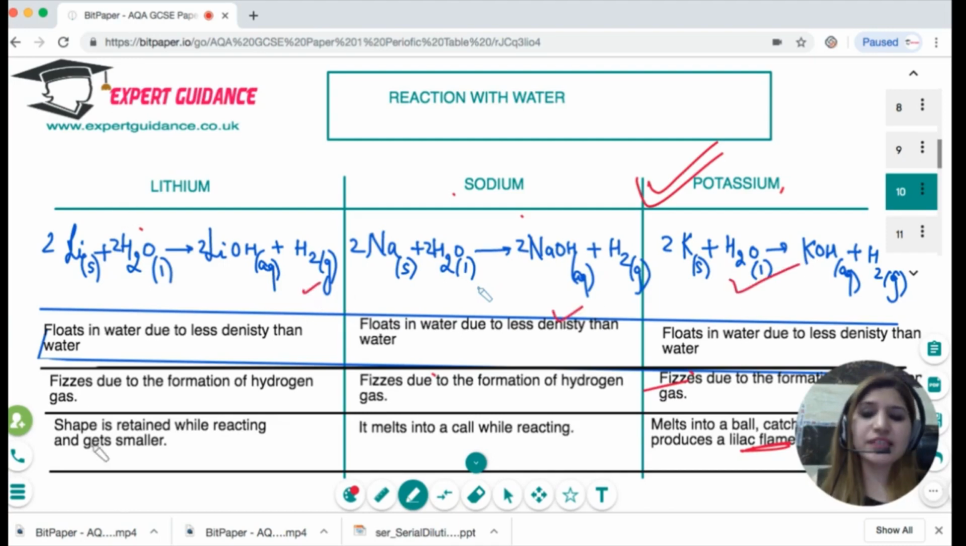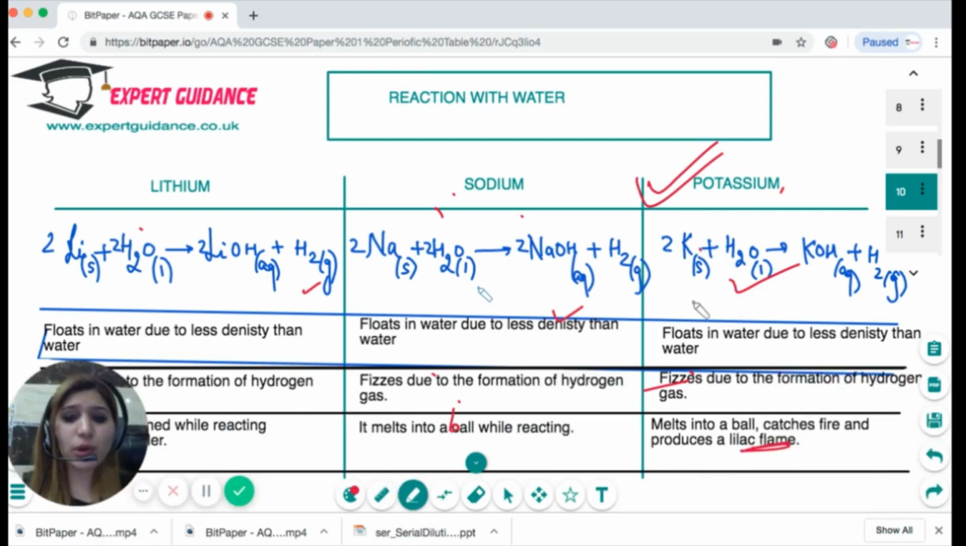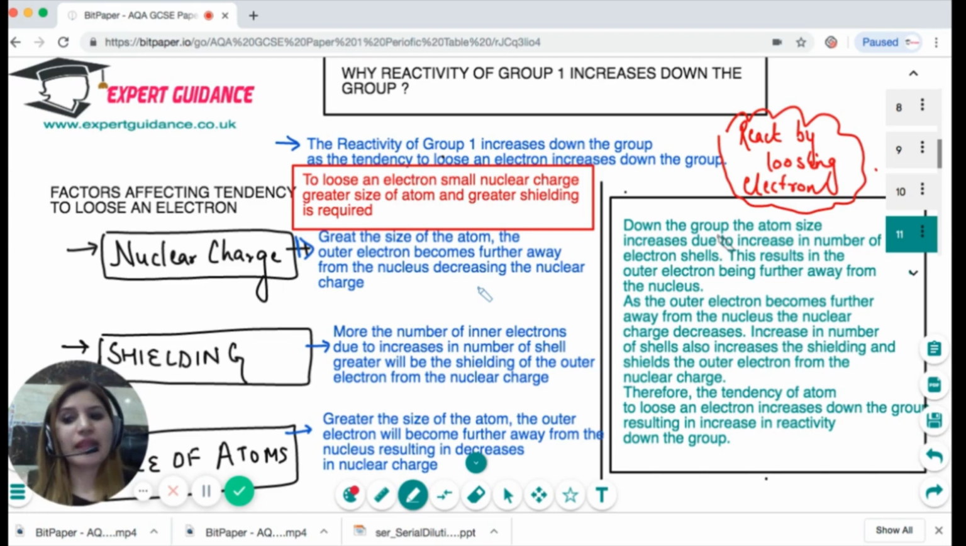In lithium, since it is not that reactive, the shape is retained, and it slowly gets smaller. Whereas in sodium, it melts into a ball while reacting, so it will get deformed earlier than lithium. And potassium quickly melts into a ball, catches fire, and produces a lilac flame. This observation can also tell you that the one that is reacting very explosively is one of the elements which is down the group.